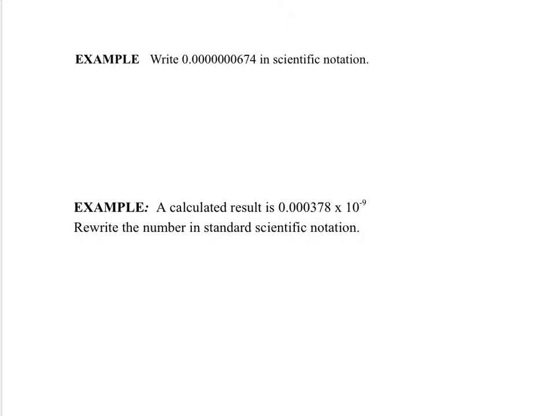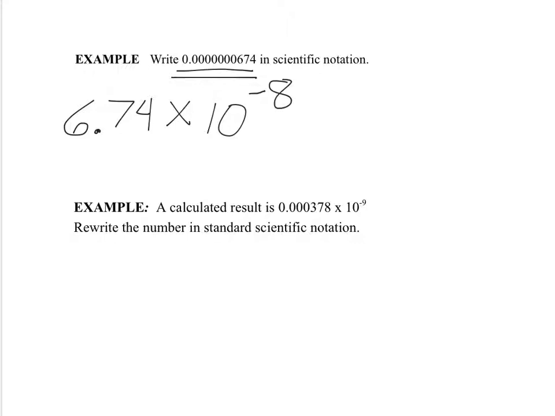Okay, so if we were to write this number in scientific notation or exponential notation, same thing, I need to write my coefficient as a number between 1 and less than 10. So 6.74 times 10 to the, well, this is a really, really small number, so it's going to be a negative value. And you just count the number of places that you had to move that decimal in order to get there, and it was 8 places. So 6.74 times 10 to the negative 8th.